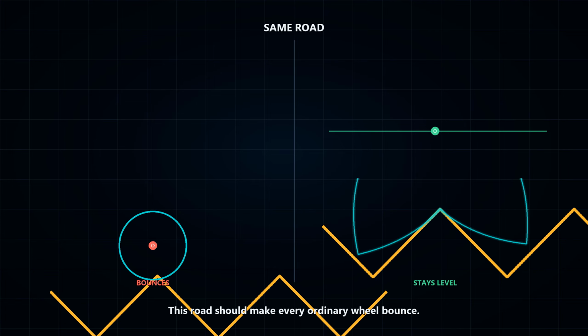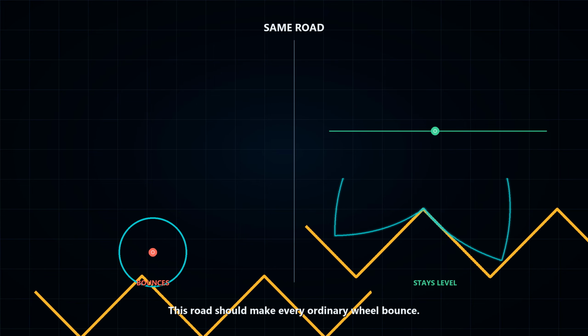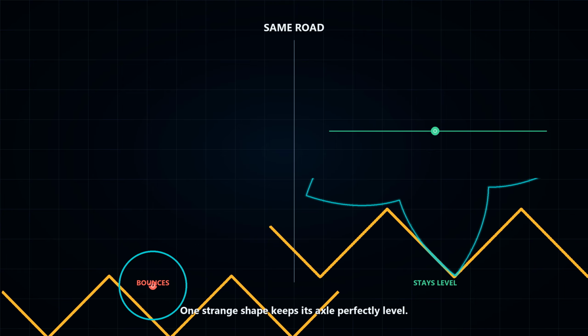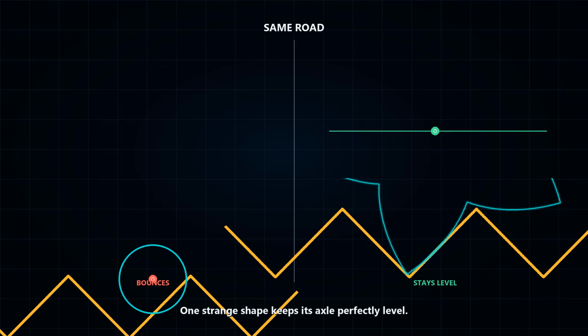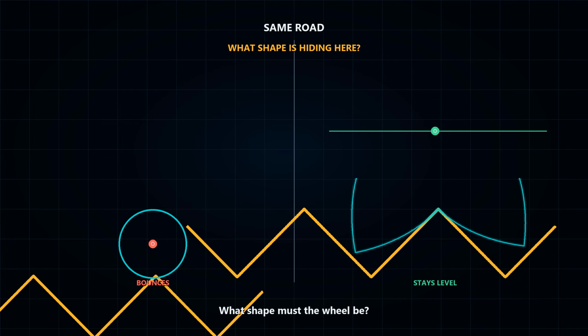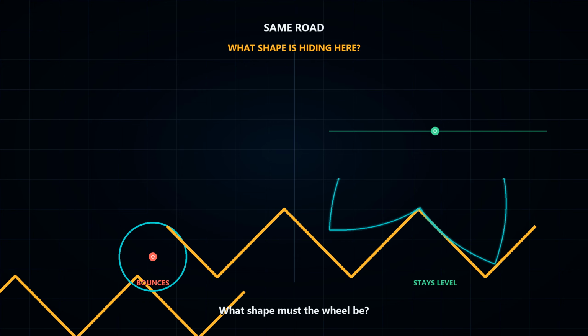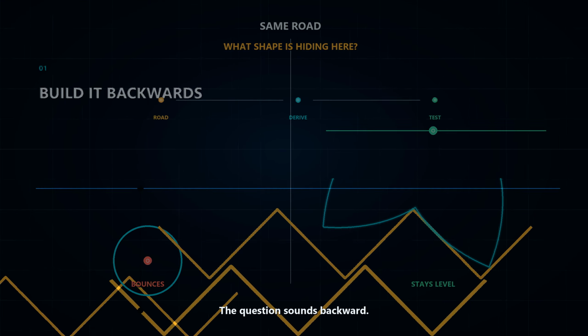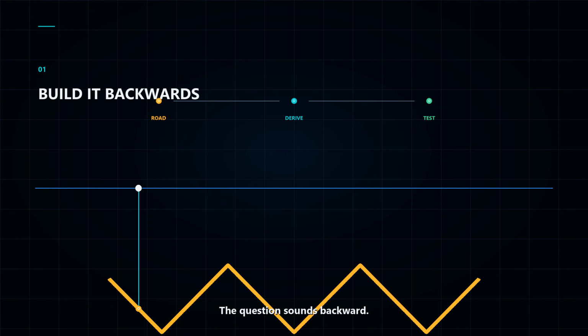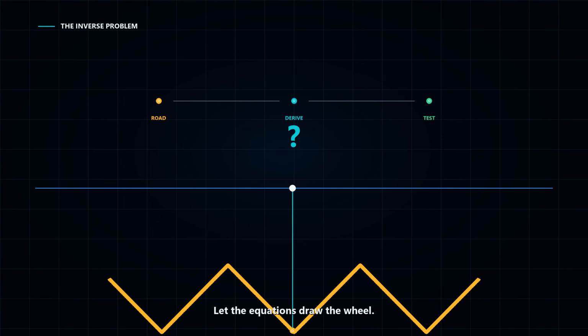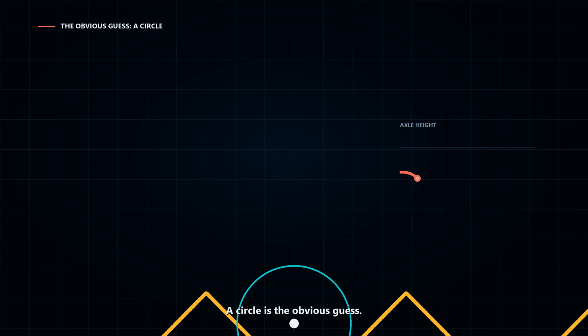This road should make every ordinary wheel bounce, but one very strange shape can cross it while its axle stays perfectly level. The road is already fixed, so what shape must the wheel be? That question sounds backward. We usually choose a wheel first and build the road beneath it. Today, we will start with the road, let the equations draw the wheel, and test whether the result can actually roll. A circle is the first obvious guess.